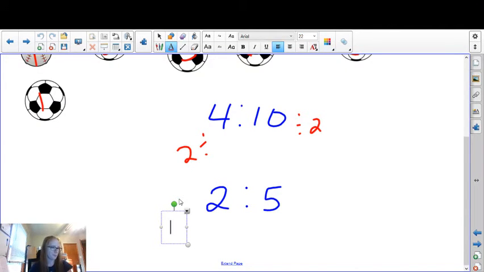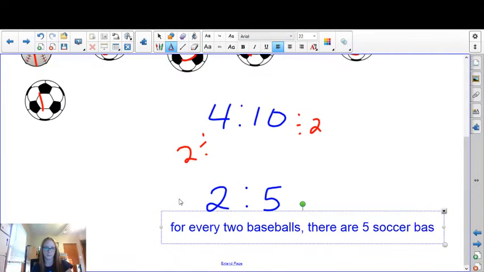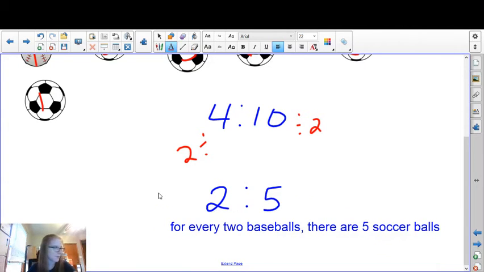Ooh, cool, it's still good. For every 2 baseballs, there are 5 soccer balls. I can't type today either. Whew, it's a rough day.